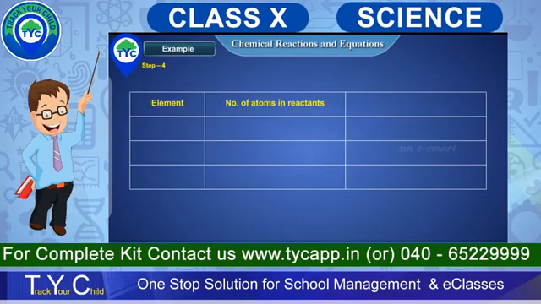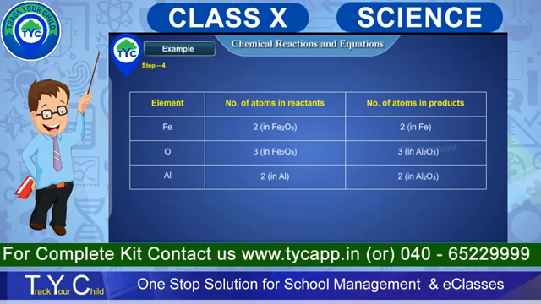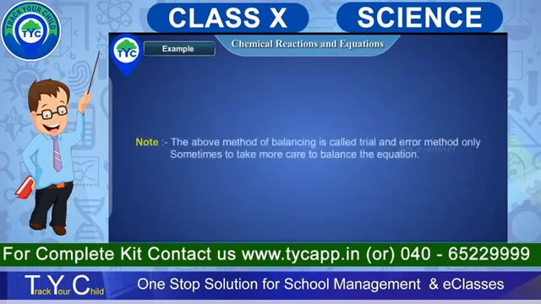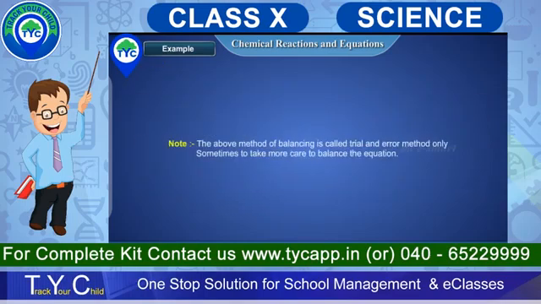Element, number of atoms in reactants, number of atoms in products. Fe: 2 atoms in Fe2O3, 2 atoms in Fe. O: 3 atoms in Fe2O3, 3 atoms in Al2O3. Al: 2 atoms in Al, 2 atoms in Al2O3. Note: the above method of balancing is called the trial and error method. Sometimes we have to take more care to balance the equation.